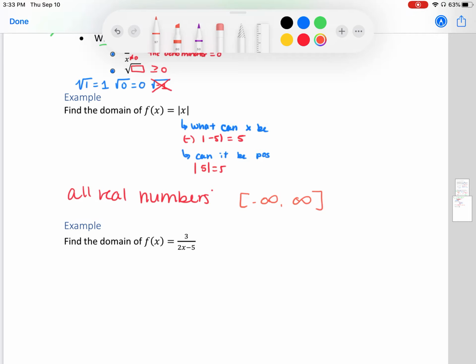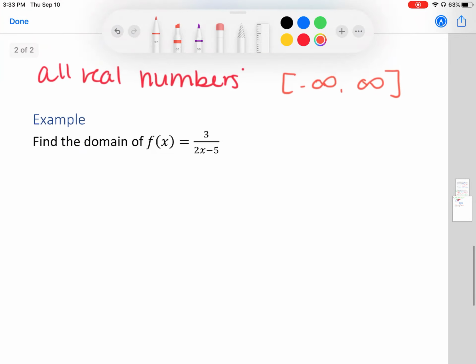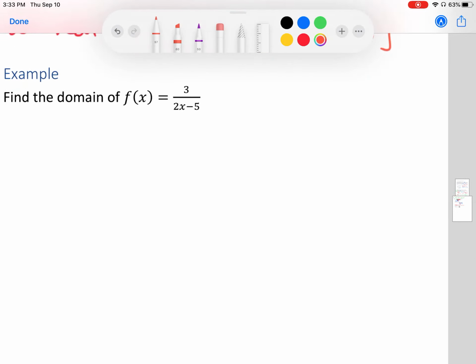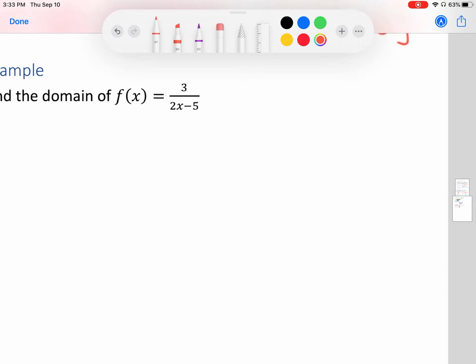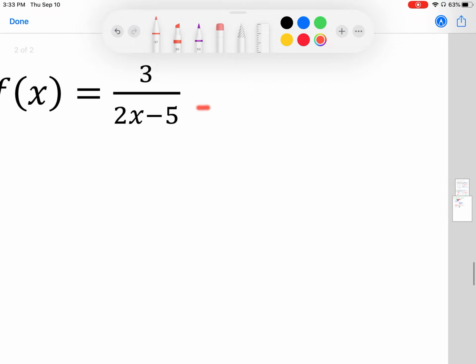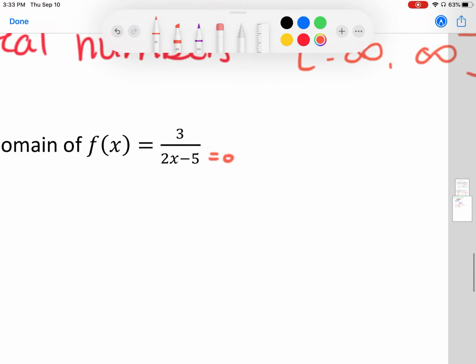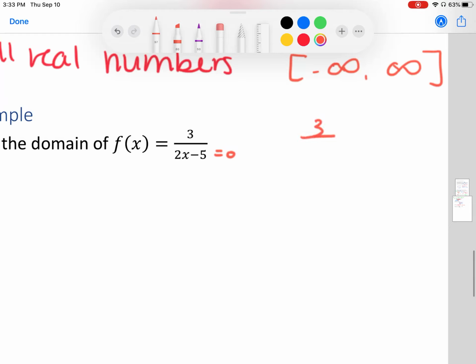Next question. Find the domain of f of x equals 3 over 2x minus 5. Okay, here I have a fraction. Whenever you have a fraction, a red light should be turning on in your brain because you know that you have to be careful. Your domain here is restricted. It's restricted to where this equals 0 because it can't equal 0. Since we have a 3 on the top and a 0 on the bottom, that would be undefined. And we don't want this situation.